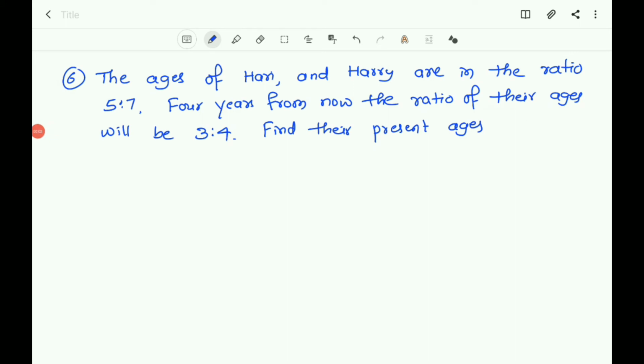Now you take the sixth question. The ages of Hari and Harry are in the ratio 5:7. 4 years from now, the ratio of their ages will be 3:4. Find their present ages. Now let us take the age of Hari as 5x and the age of Harry as 7x, because the ratio is here 5:7. You take the solution. Let Hari's present age equal 5x, Harry's present age equal 7x.